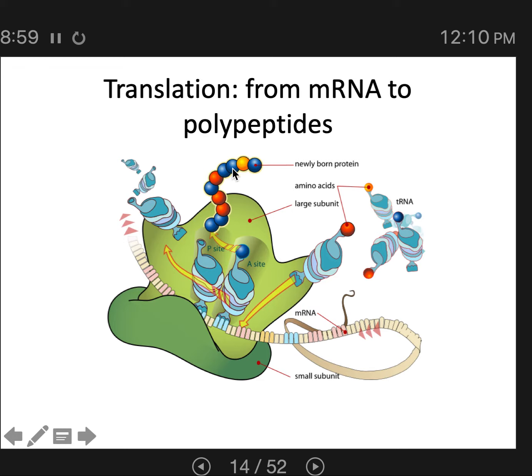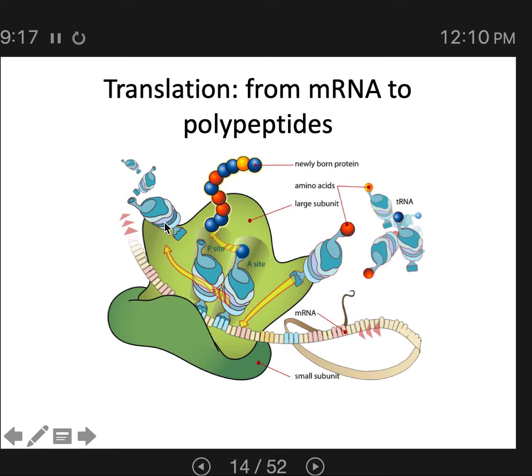Proteins are made out of strings of amino acids. Right? So here's one amino acid, another amino acid, another amino acid. There's 20 amino acids, and the ribosome knows what order to put these amino acids together based on this RNA code. Okay.